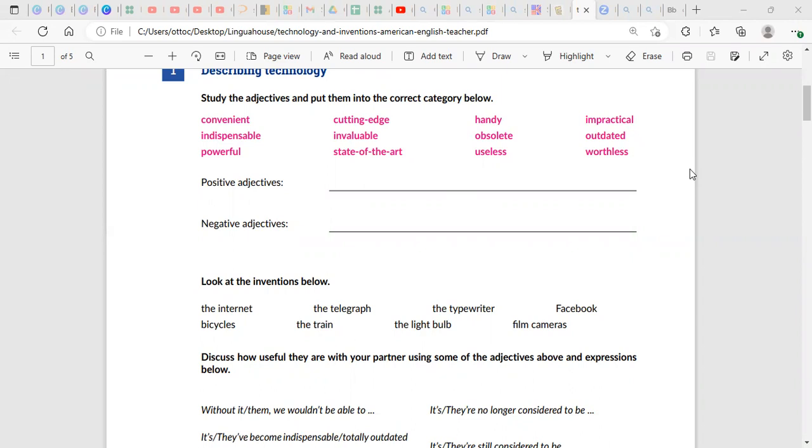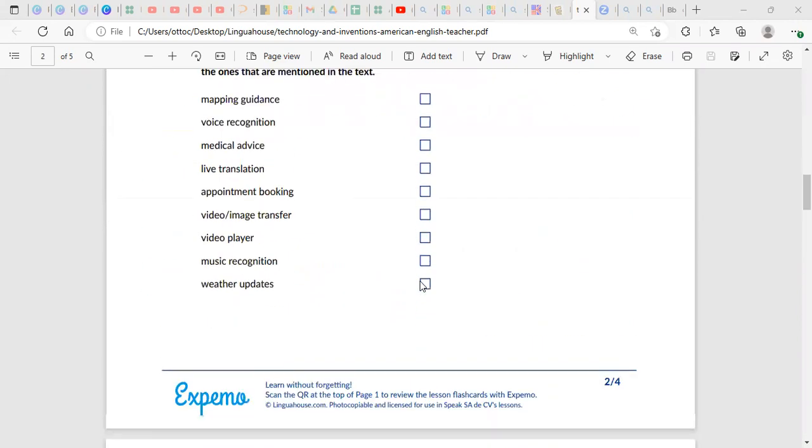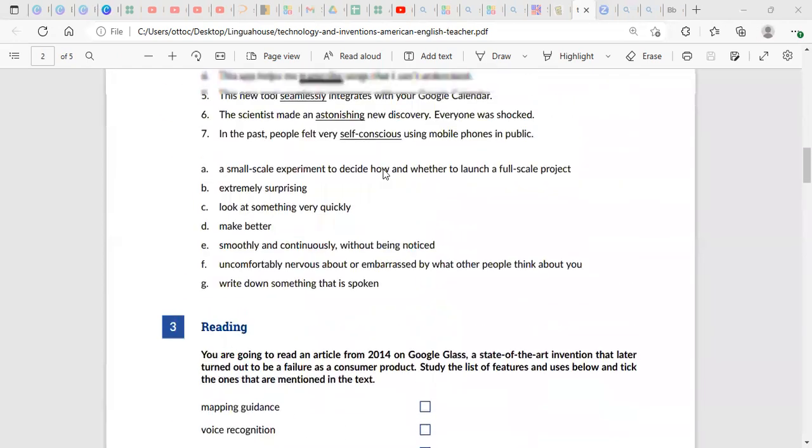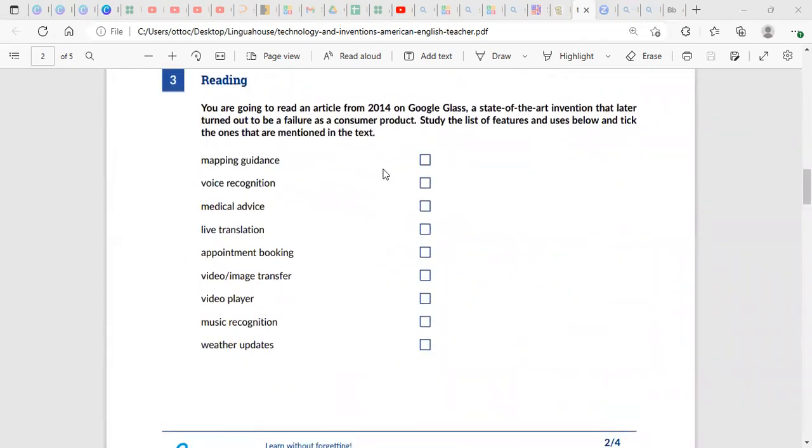Okay, very good. So you're also talking about a mapping guidance app. Okay, excellent. Thank you for your participation. Thank you, teacher. You're very welcome.